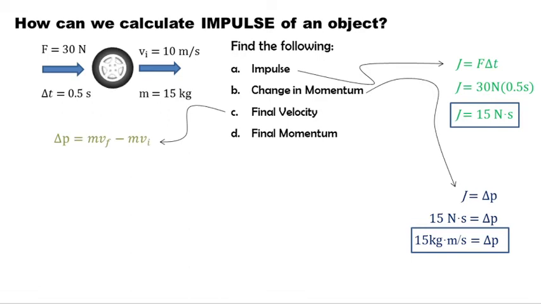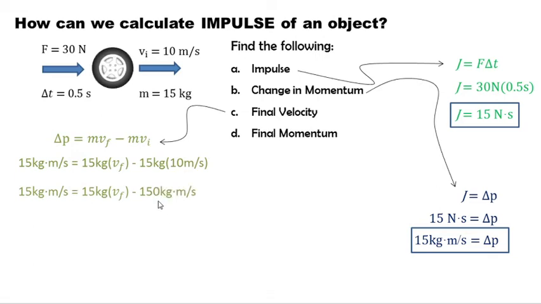So, change in momentum is equal to mass times final velocity minus mass times initial velocity. Alam na natin yung change in momentum. Yan ay equal kay 15 kg meter per second, is equal to 15 kg na mass ng gulong times final velocity na hinahanap natin minus 15 kg yung mass ng gulong ulit at yung kanyang initial velocity na 10 meter per second. So, 15 kg times 10 meter per second is 150 kg meter per second.